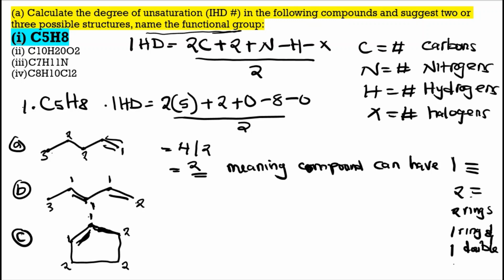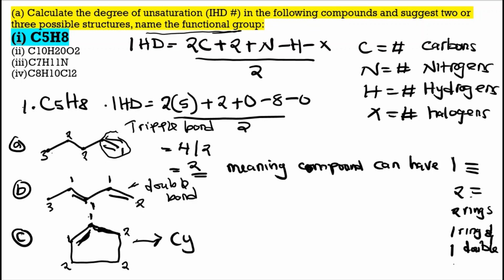So the functional group here, we've got a triple bond. So we've got a triple bond number 1, triple bond. Number 2, we've got a double bond. That's a functional group. Double bond. And then this one is a cyclic compound with an alkene. So this is a cycloalkene.